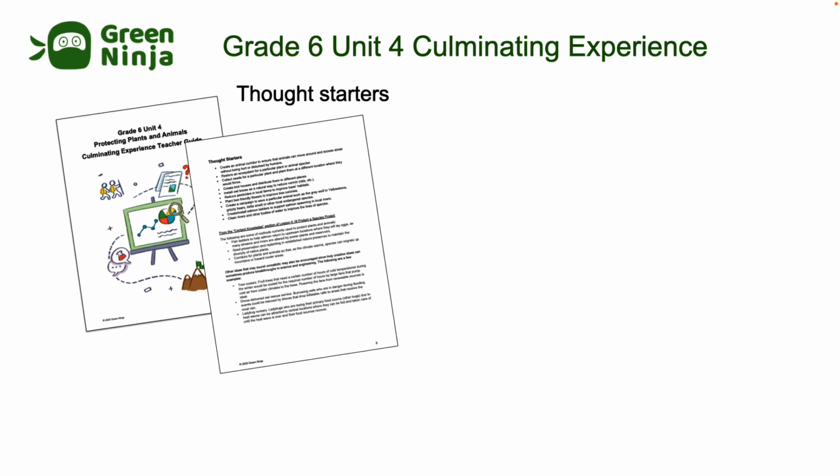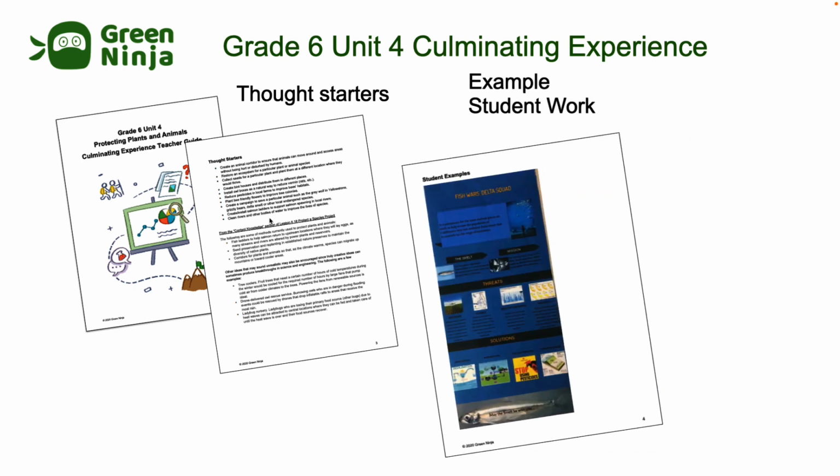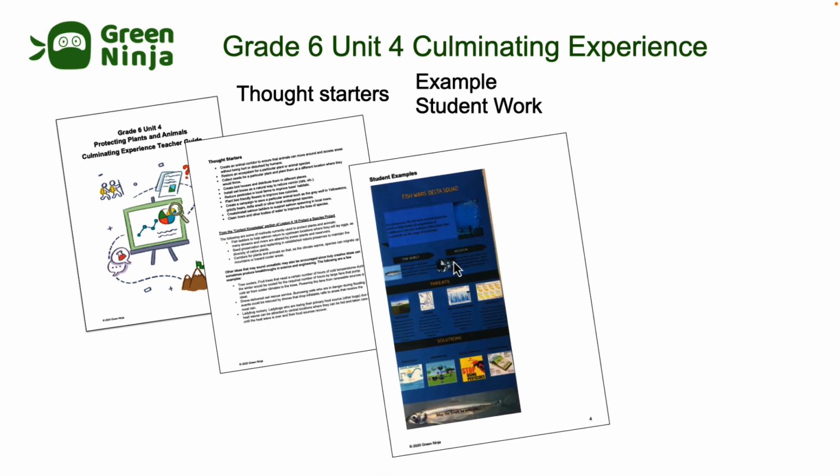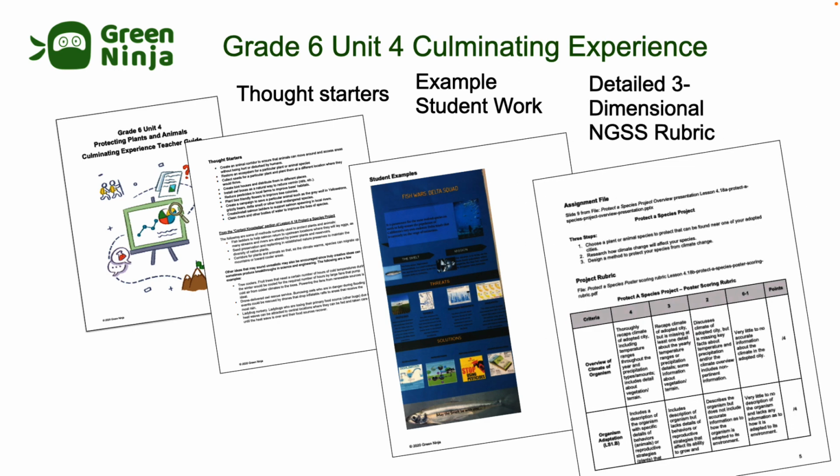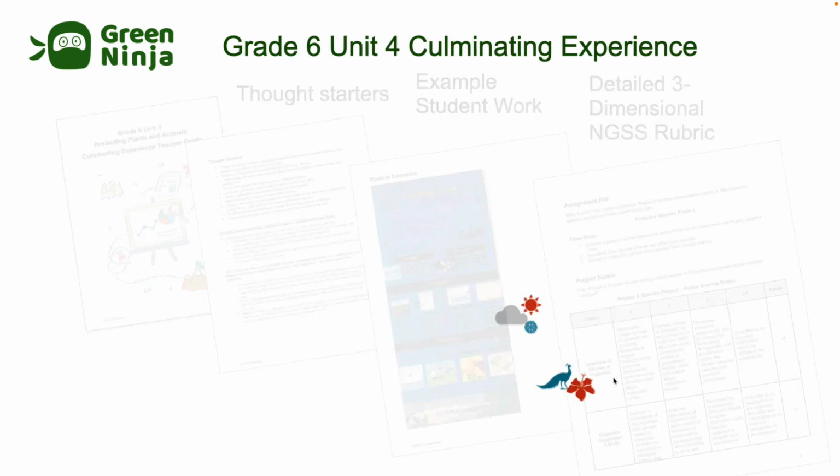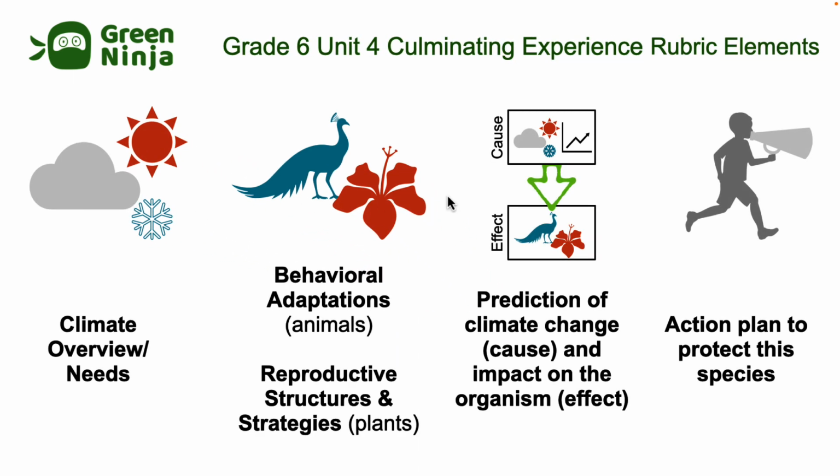It's got thought starters in case your students are struggling with ideas over how to protect a species. Example student work. In this case, it's a completed poster. And our detailed rubric with categories for each of the 3 NGSS dimensions. The rubric identifies 4 key criteria.